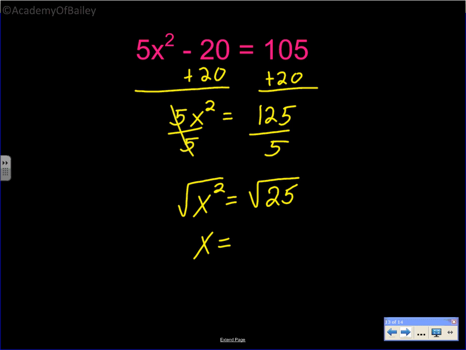x is equal to 5. And it will also be equal to negative 5. Doesn't matter how you write the answer, as long as you have the correct answer.